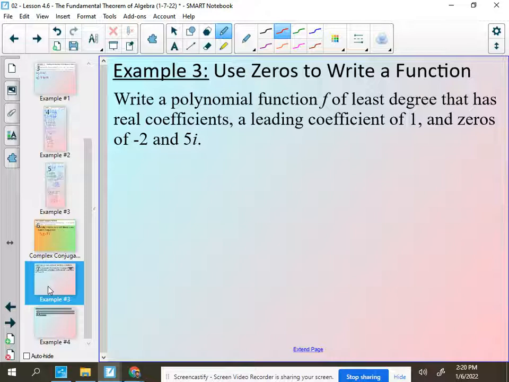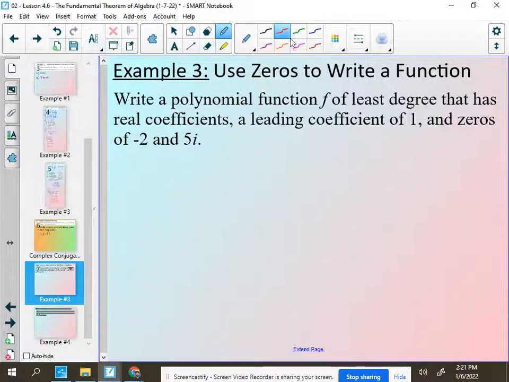The process that we lay out here is always going to work out so that we end up with a function of least degree. That's what I show you here. We're going to have real coefficients, and we're going to end up with a leading coefficient of 1 throughout this process.